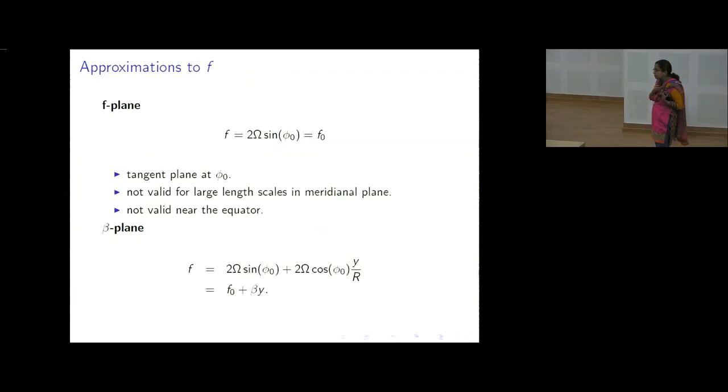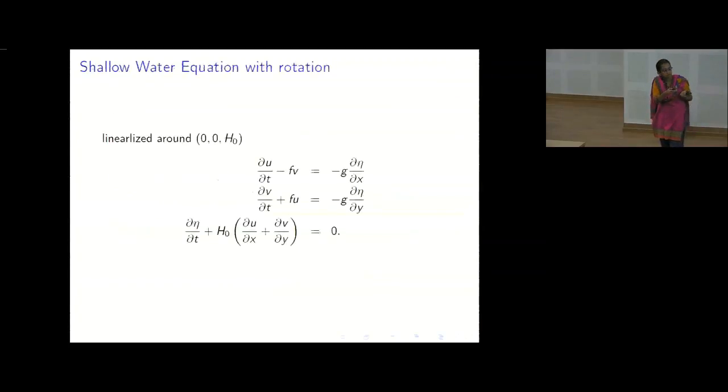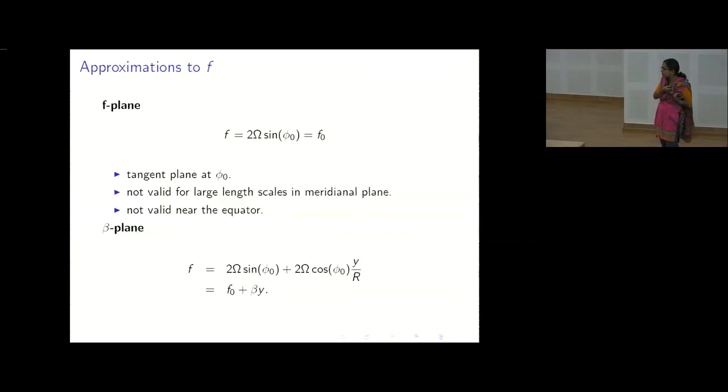Now, depending on how much detail you want, you can make approximations to this f. There are two approximations which are commonly used. One is the f-plane approximation, for which we don't consider any variation in the f. So for a given latitude, f is a fixed constant. For a different latitude, it could be another constant, but for small excursions around that latitude, we don't consider any variation. So it's essentially a tangent plane fixed at that latitude, and it works only away from the equator, because at the equator phi naught is 0, therefore the whole expression becomes 0.